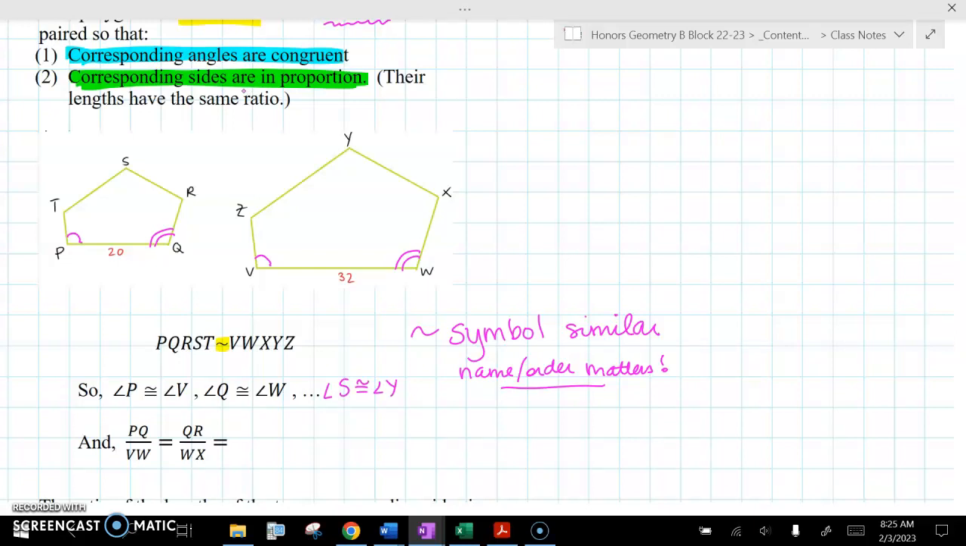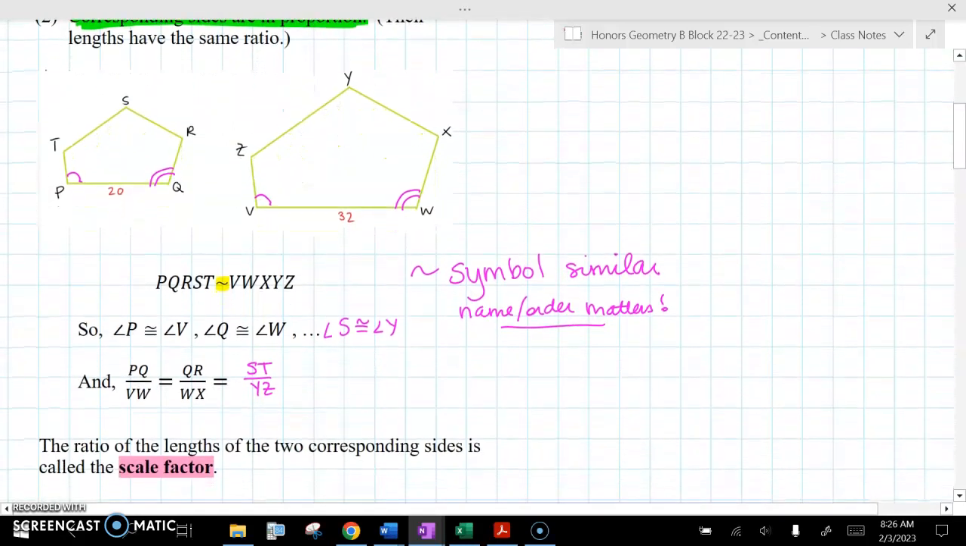The other thing, because we know these two figures are similar, we know that the sides have to be in proportion. The corresponding sides have to be in proportion. So we know that you could have a ratio of PQ to VW based on the way this is named, and QR to WX. We also could even say ST to YZ. And we could go on with the other sides as well.